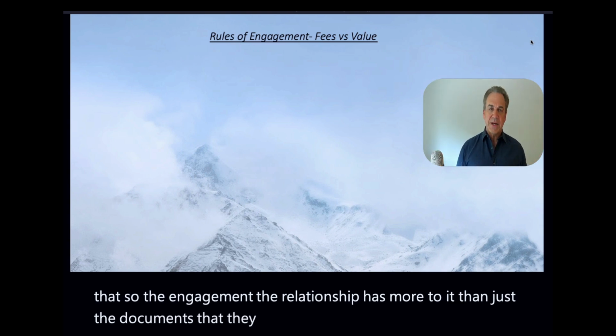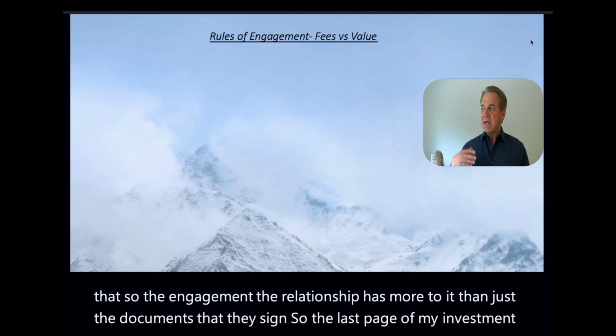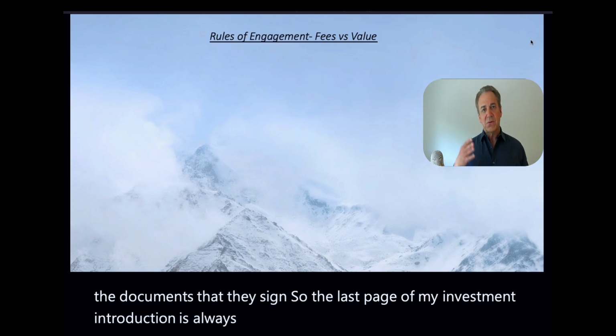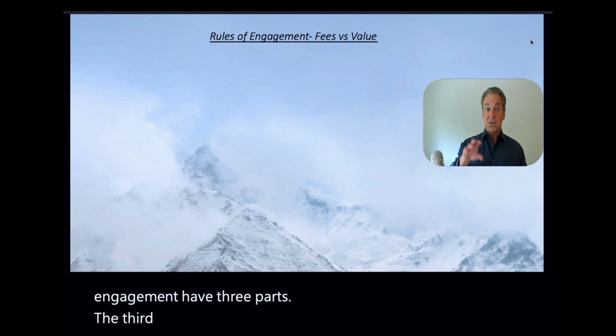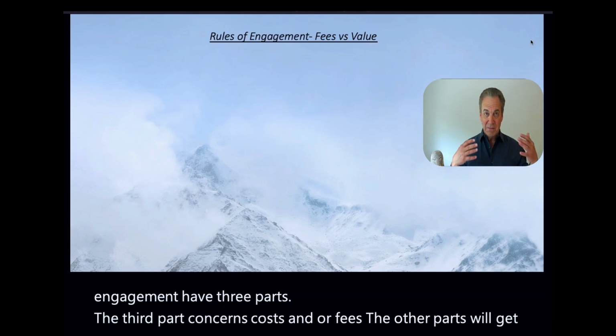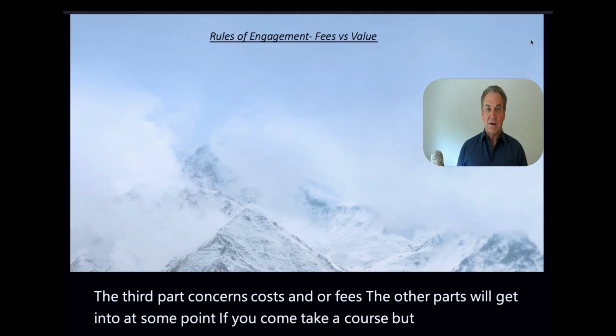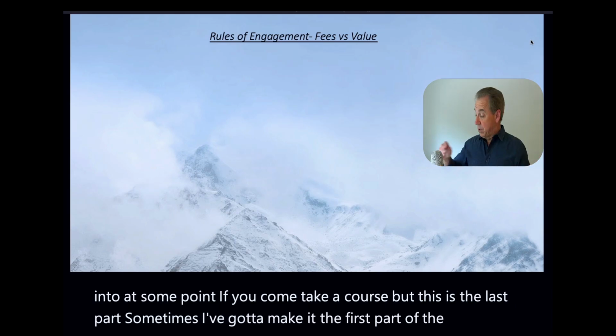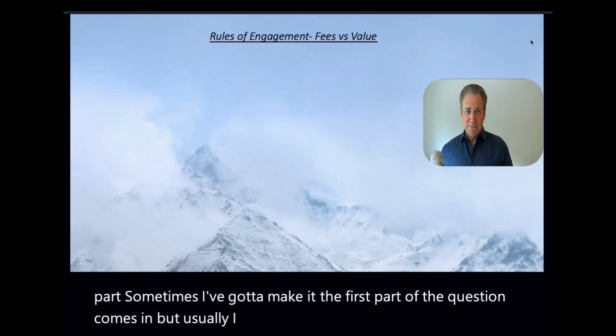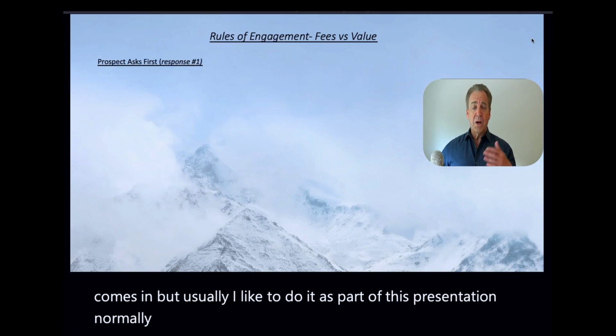So the last page of my investment introduction is always the rules of engagement. Now, the rules of engagement have three parts. The third part concerns costs and/or fees. The other parts we'll get into at some point if you come take a course, but this is the last part. Sometimes I've got to make it the first part if the question comes in, but usually I like to do it as part of this presentation, normally on one of the first meetings we can take it through.